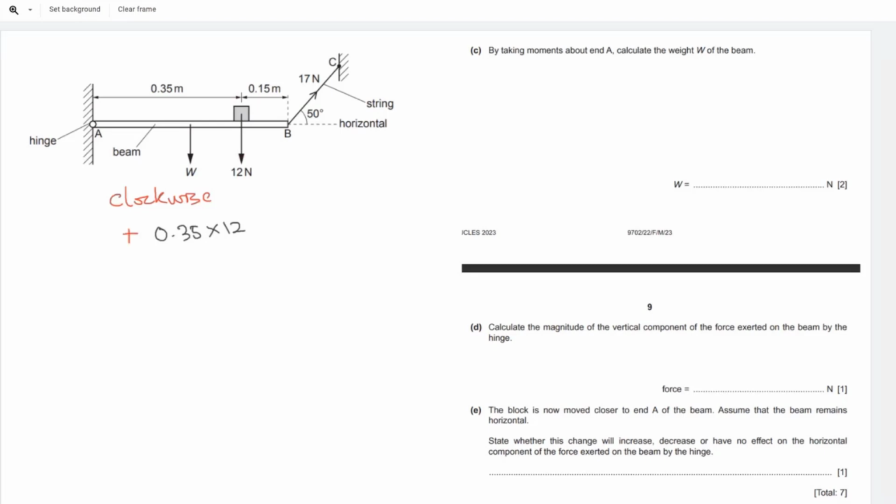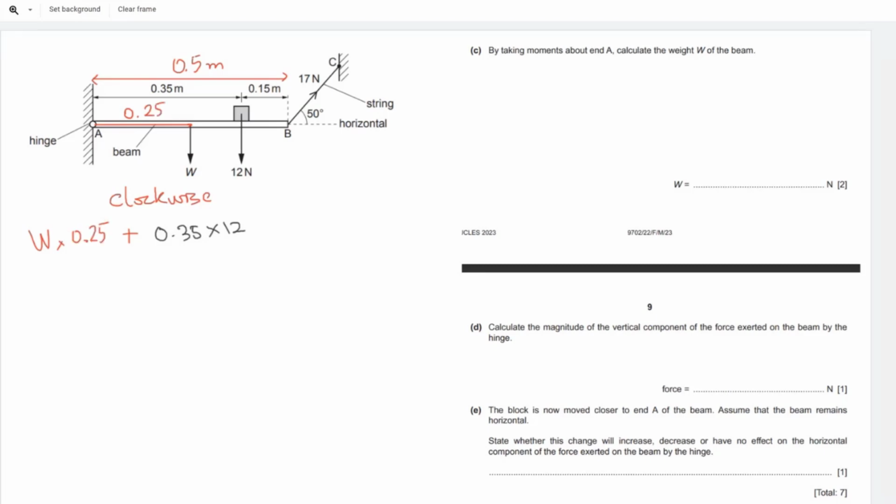And you need to add it with the moment of the weight W, also in the clockwise direction, meaning the weight times the distance from the weight to the hinge A, which is half the length of the beam. We know the total length of the beam is 0.35 plus 0.15, so the total length is 0.5 meter. So the distance from the weight W to the hinge is half of 0.5, which is 0.25.